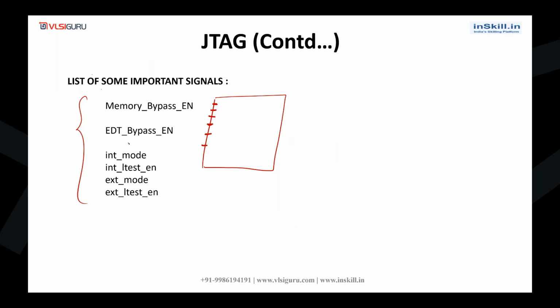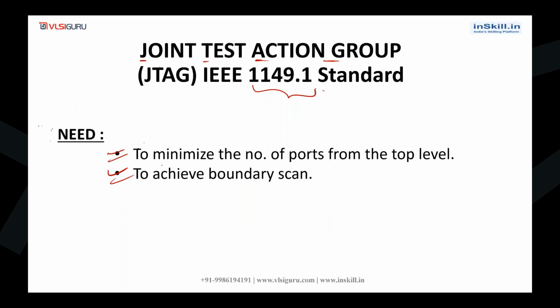Now if all these signals are to be controlled from the top level, that is, if you allocate a top level port in order to control each and every signal, then the number of top level ports will increase drastically. So that's why we make use of JTAG to internally control those signals. That is why we are able to minimize the number of ports from top level by making use of JTAG. You will be able to understand it when we do this course.